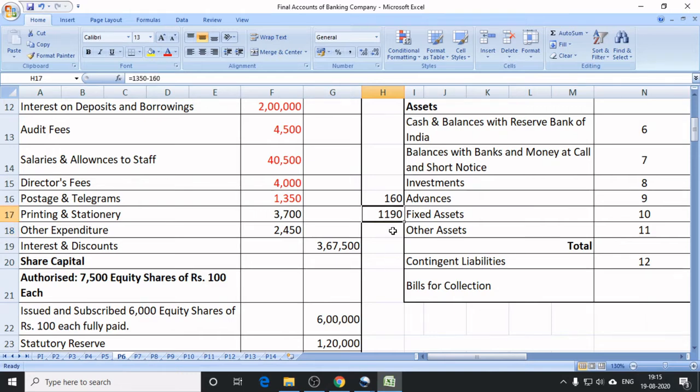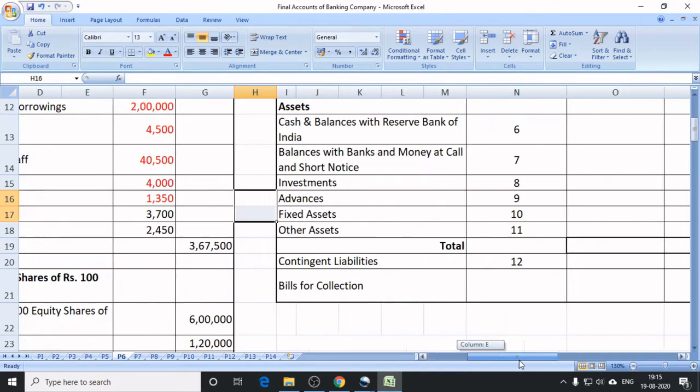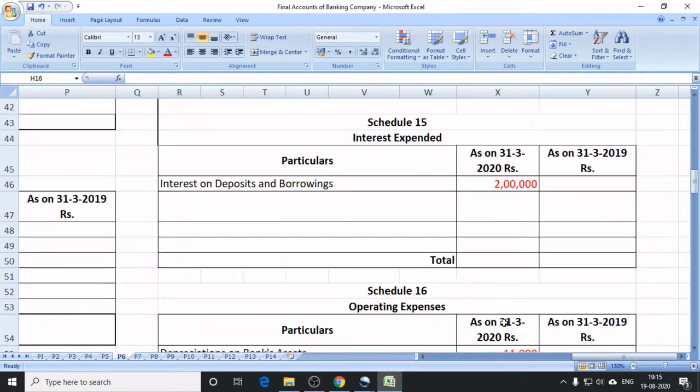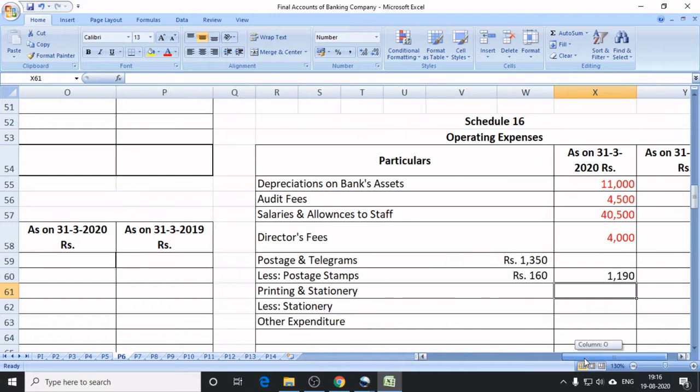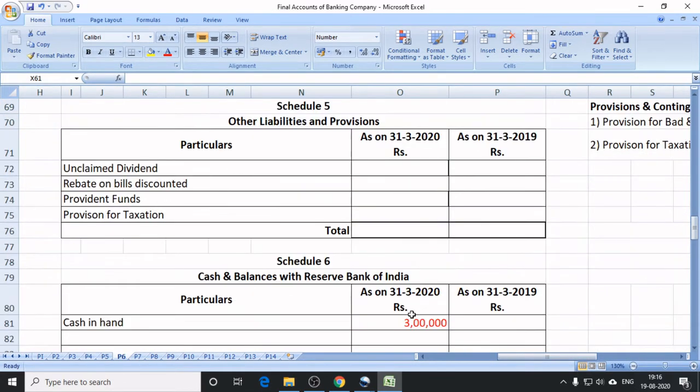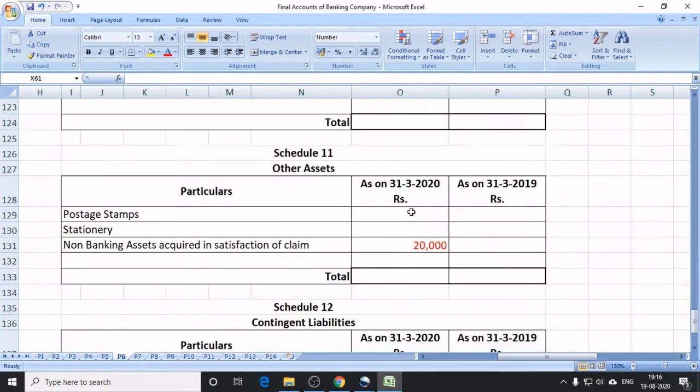Therefore it is an actual expenditure of a bank, so we should deduct this value 160 from schedule number 16, that is operating expenses. Here we should deduct rupees 160, and from deducting 160 from 1,350, the actual expenditure is 1,190. And the second effect: now see that much postage is in hand as on 31st March 2020, and the same will be used in the next accounting year, so such postage will be treated as an asset of the bank, so we should consider it under schedule number 11, that is other assets. So the postage stamps 160.